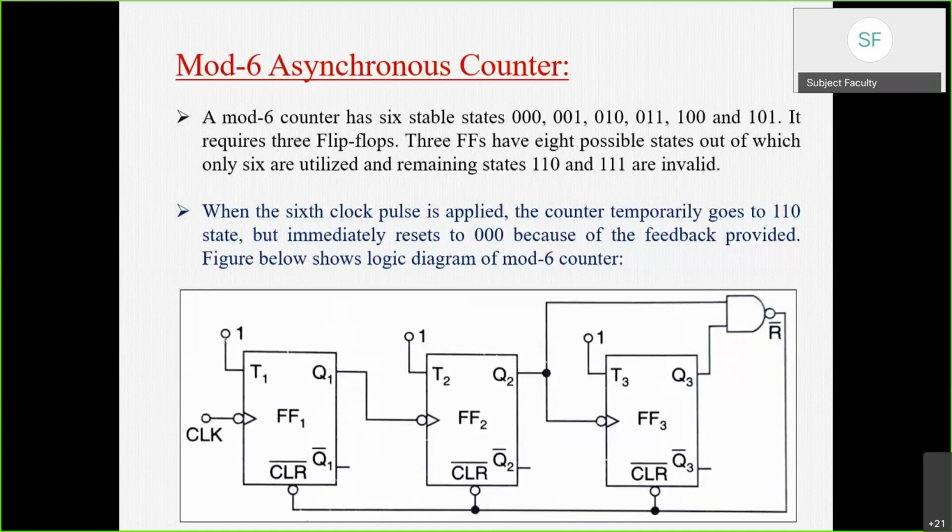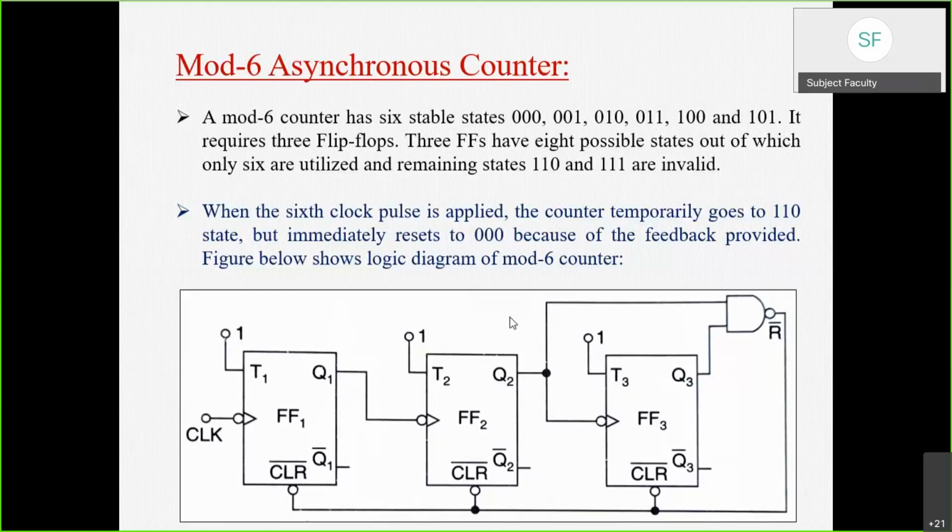Okay, so I will again give a very brief summary of the mod 6 asynchronous counter. What is a mod 6 asynchronous counter? It will count only 6 states. Whenever I talk about states, always remember your count starts from 0. So your counts will be from 0 to 5.